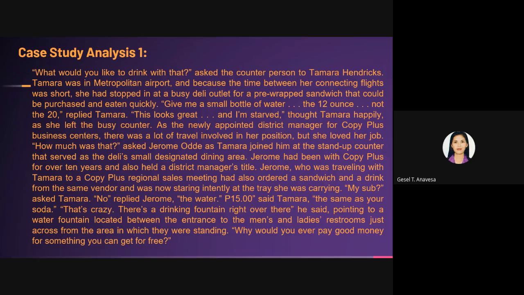"How much was that?" asked Jerome Ode, as Tamara joined him at the stand-up counter that served as the deli's small designated dining area. Jerome had been with Copy Plus for over 10 years and also held the district manager's title. Jerome, who was traveling with Tamara to a Copy Plus regional sales meeting, had also ordered a sandwich and a drink from the same vendor and was now staring intently at the tray she was carrying. "My sub?" asked Tamara. "No," replied Jerome. "The water." "So, 15 pesos," said Tamara. "The same as your soda." "That's crazy. There's a drinking fountain right over there," he said, pointing to a water fountain located between the entrances to the men's and ladies' restrooms just across from the area in which they were standing. "Why would you ever pay good money for something you can get for free?"